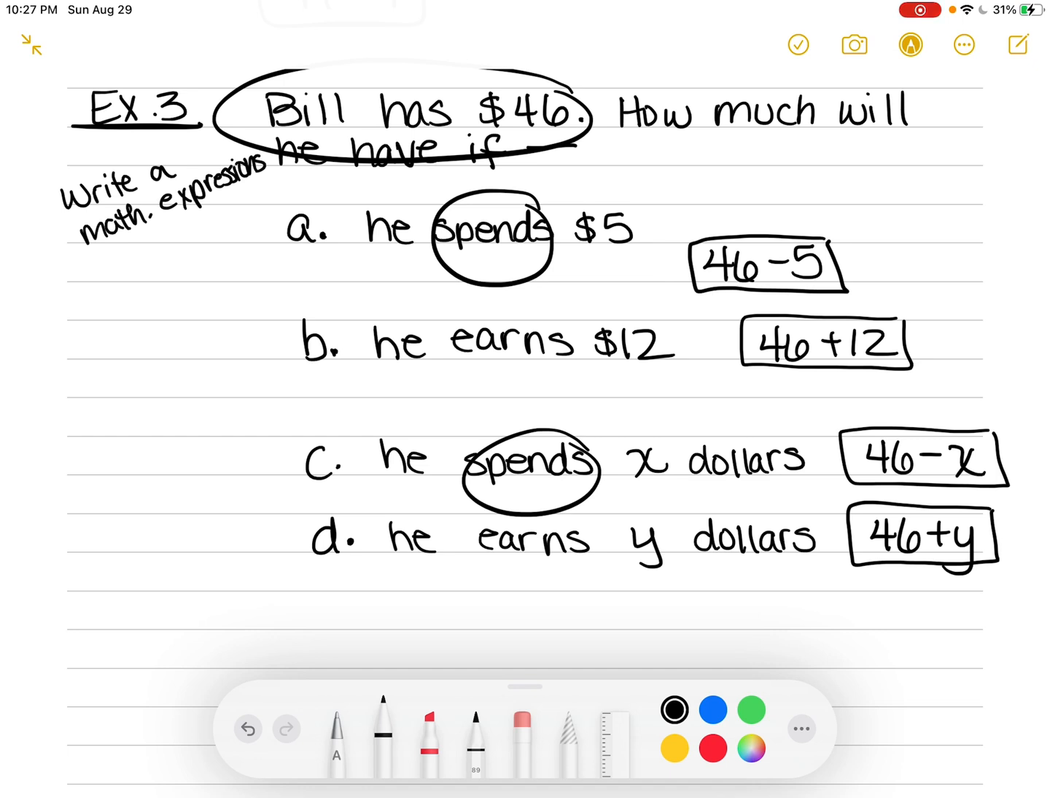So that's what you're going to do today: you're going to be writing down problems in mathematical terms. They're going to be in words and you're going to write them in math, in just numbers or variables. And that's it for today.